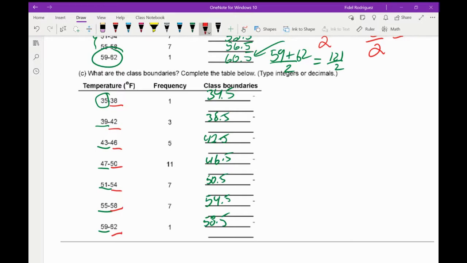Let me make sure that I'm doing this right. Yes. 38.5, 42.5, 46.5, 50.5, 54.5, 58.5, and add another 50 cents there, 62.5. And those are our class boundaries. Okay. Good question, good question.